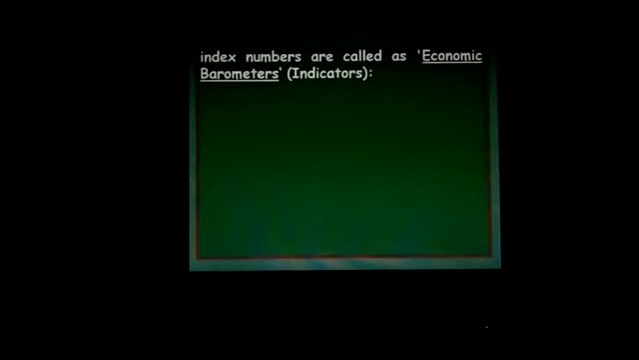Index numbers are called economic barometers or economic indicators. I have given the meaning in brackets, but the text contains them as barometers. This is a very important concept in terms of 1 mark and 2 mark questions; most of the time it has appeared. Why will index numbers be called economic barometers? By this time we have already understood that index numbers measure relative changes.